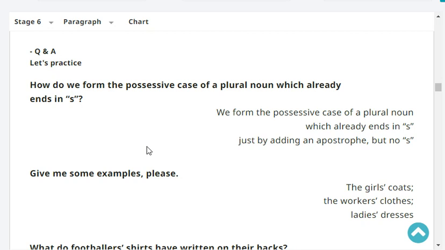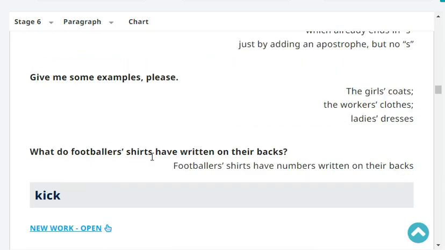How do we form the possessive case of plural nouns which already end in S? We form the possessive case of plural nouns which already end in S just by adding an apostrophe but not S. Give me some examples, please. The girls' coat, the workers' clothes, the ladies' dresses. Very good.